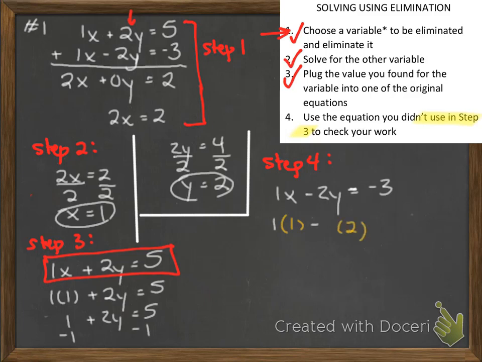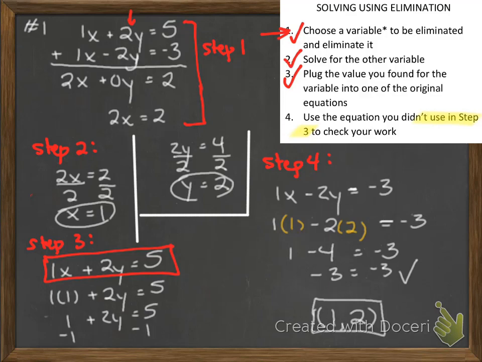So we have 1 times 1 minus 2 times 2 equals negative 3. So 1 minus 4 equals negative 3. So negative 3 equals negative 3. That checks out. That is true. Okay? Remember, when you get a true statement in step 4, it does not mean you have infinite solutions. When you get a true statement in step 4, it means that you have the correct answer. So our final answer here is the ordered pair 1, 2.